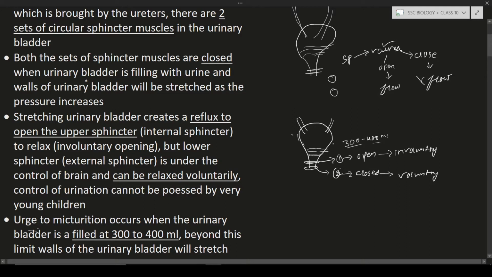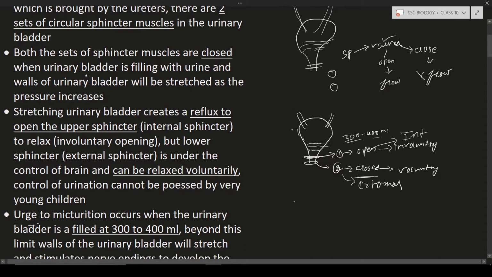The first sphincter is known as the internal sphincter, and the second sphincter is known as the external sphincter. This second, external sphincter can be controlled by the brain. It means that only when you are interested will the second sphincter open.